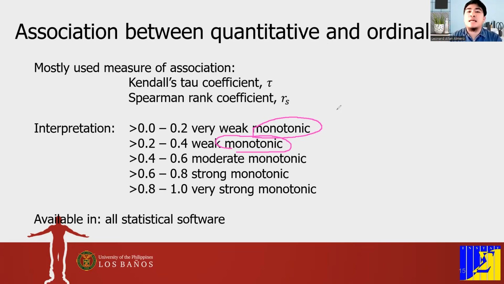Habang tumataas yung isa, kapag positive, tumataas din yung isa. Pag negative, habang tumataas yung isa, bumababa yung isa. Regardless kung linear or kahit anong function. Kaya po sinabi natin na monotonic. Yun po ang ibig sabihin. So every time nagagamit kayo ng Kendall-Tau at saka Spearman, ang interpretation po ninyo, instead na linear association ay there is a very weak monotonic association between the two variables.